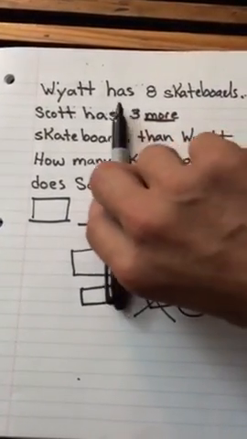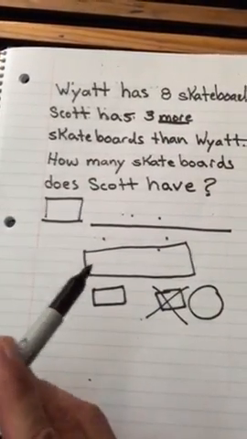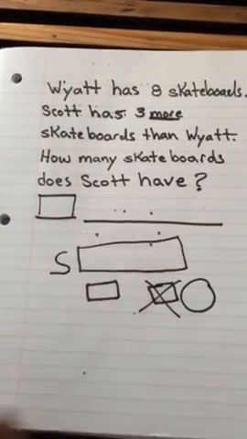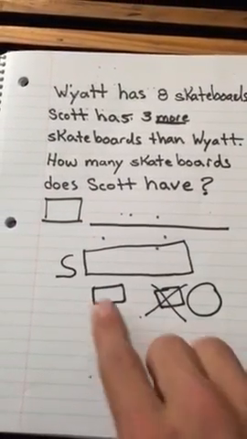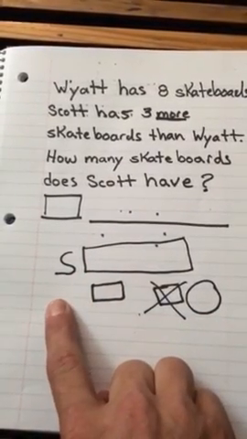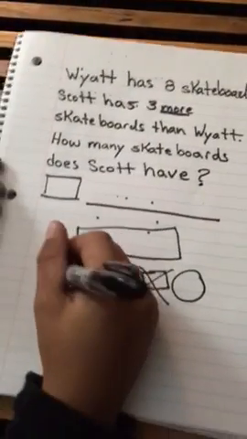So what you're going to do is on your compare bars, go ahead and write an S for Scott on the top. And the hardest part is getting started. Once you know that Scott has the greater amount, who has to have the lesser amount? Wyatt. So put a W for the lesser amount.